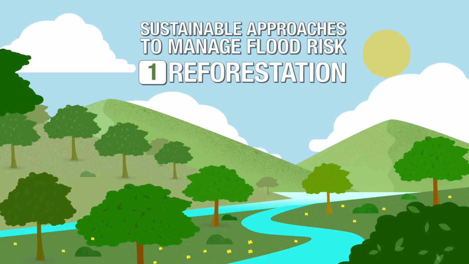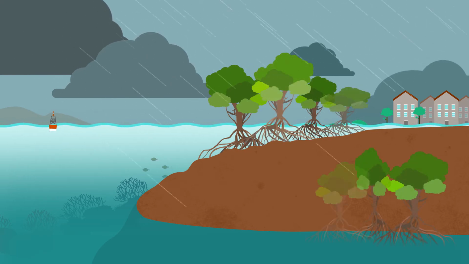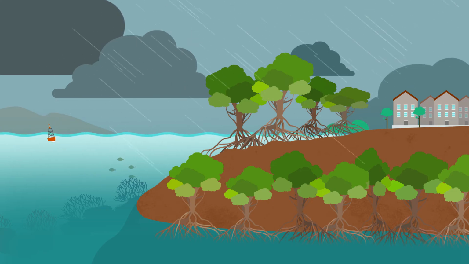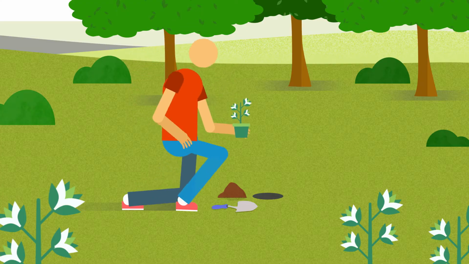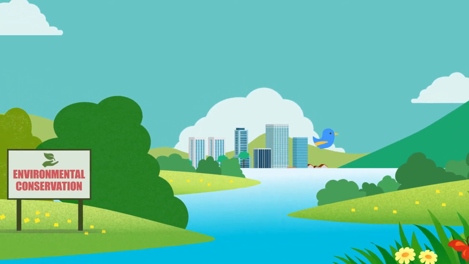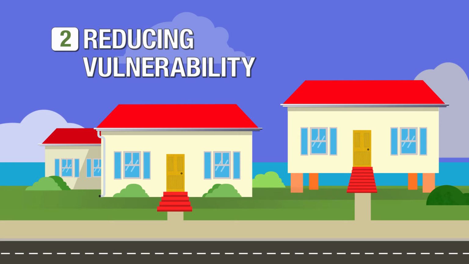1. Reforestation. Reforestation of mountainous areas and replanting of mangroves on the coast can go a long way in reducing all forms of flooding. You also can aid in the replanting of trees in your community and in preserving already forested areas. 2. Reducing vulnerability.